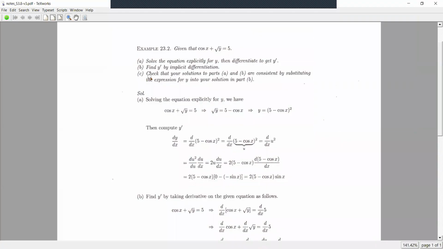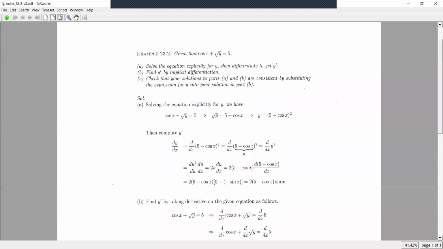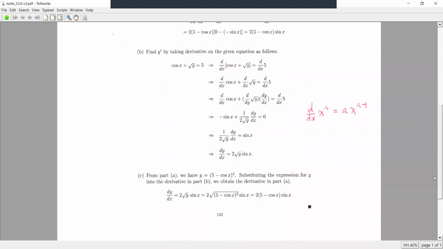Part C. Check that your solutions to part A and part B are consistent by substituting the expression for y into your solution in part B. From part A, we know that y is equal to 5 minus cosine square. Plug in this expression in the derivative obtained in part B.